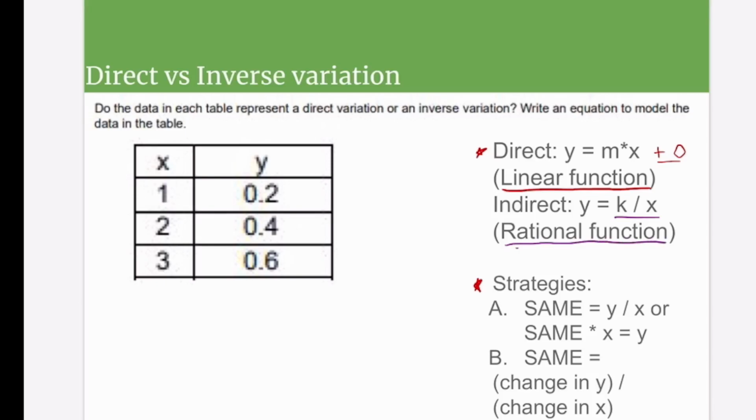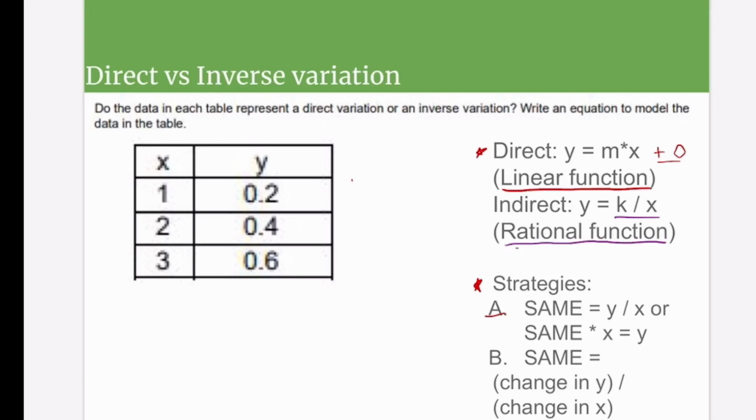So that's where we start talking about rational functions, where we have our variable in the denominator. So there are a couple strategies to go through to check if something is direct variation, depending on how you look at it. So the first is if your y divided by x is actually the same. So this is part A.